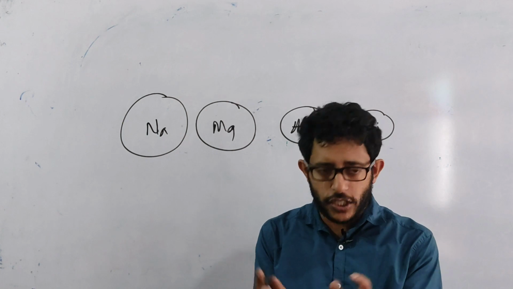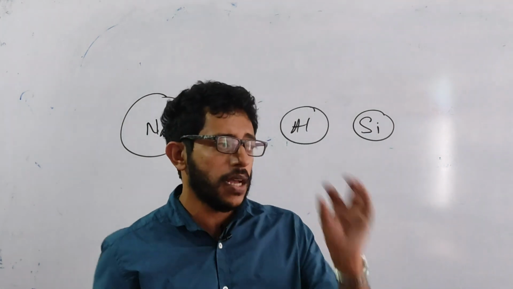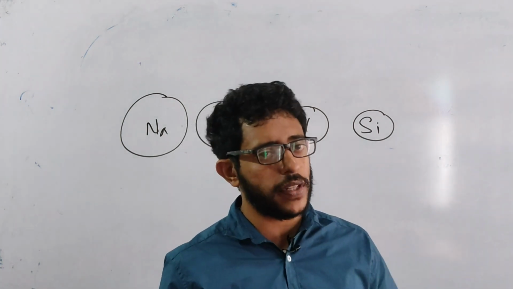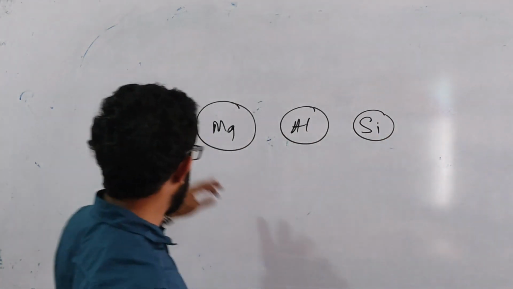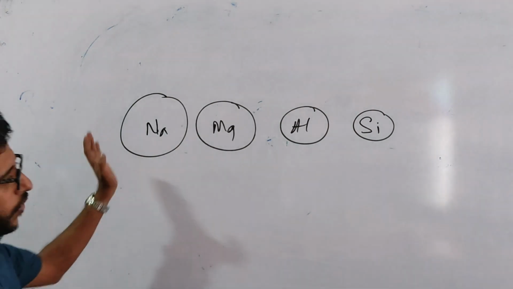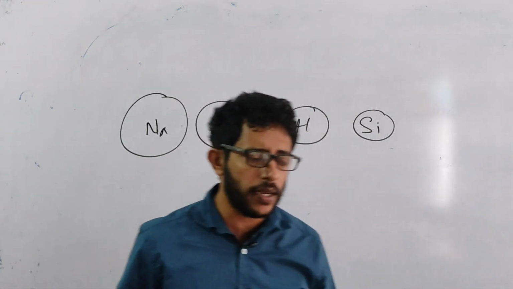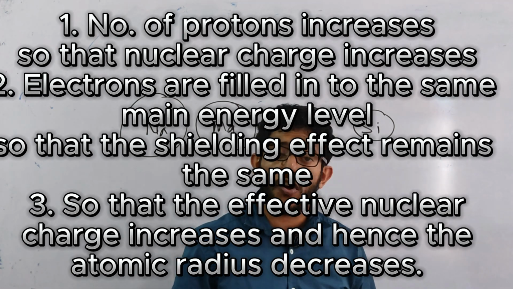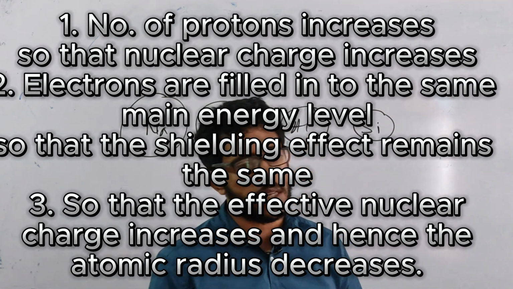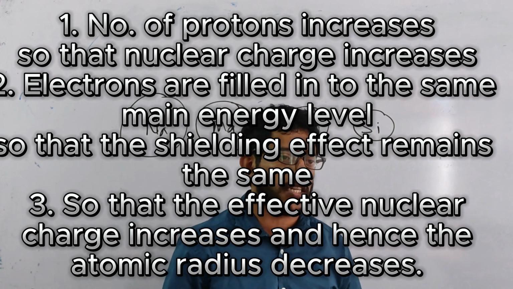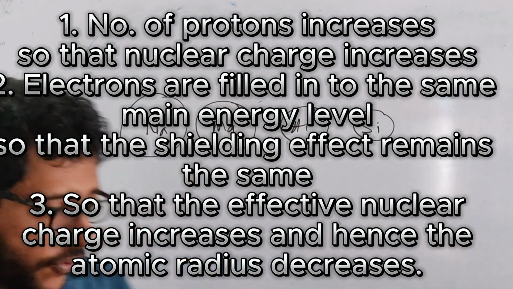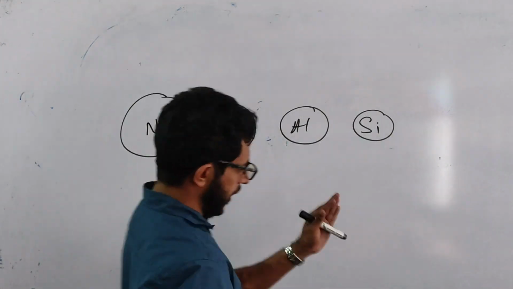When the size of the atom, when the mass of the atom increases, from left to right, if you are considering, always the radius of the atom decreases, right? So atomic radius decreases from left to right of the period. So what are the 3 points we write? Electrons are filled to the same main energy level, so their shielding effect remains the same. Number of protons increases, so the nuclear attraction increases. Therefore, effective nuclear attraction increases, making the atomic radius decrease, right? That's the first thing. Left to right of a period, atomic radius decreases.